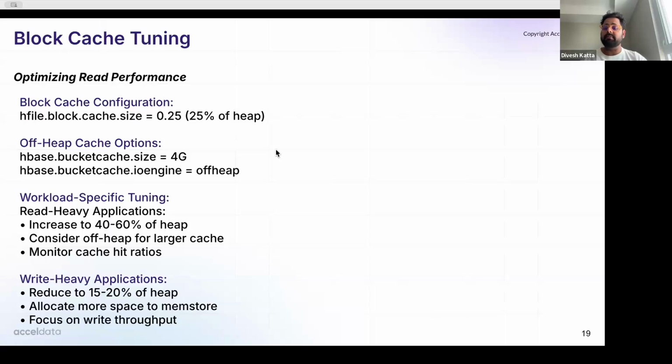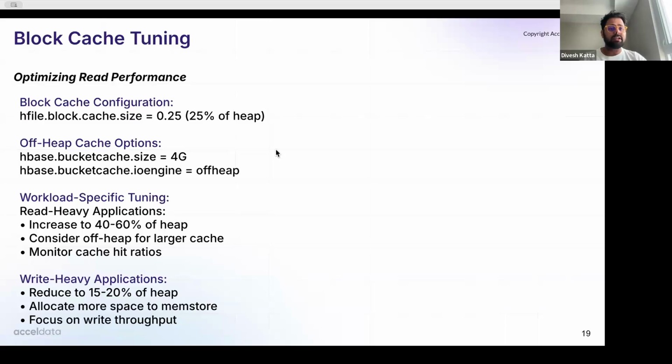I've seen systems perform well with 60% of the heap allocated to block cache, especially when combined with off-heap caching. Off-heap caching is a game changer for large datasets. It lets you have multi-gigabyte caching without garbage collection pressure. The trade-off is that off-heap access is slightly slower than on-heap, but it's still much faster than disk I/O.